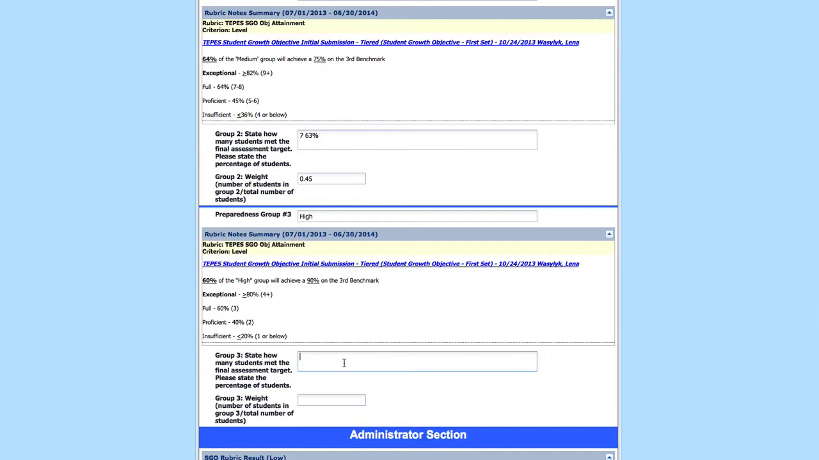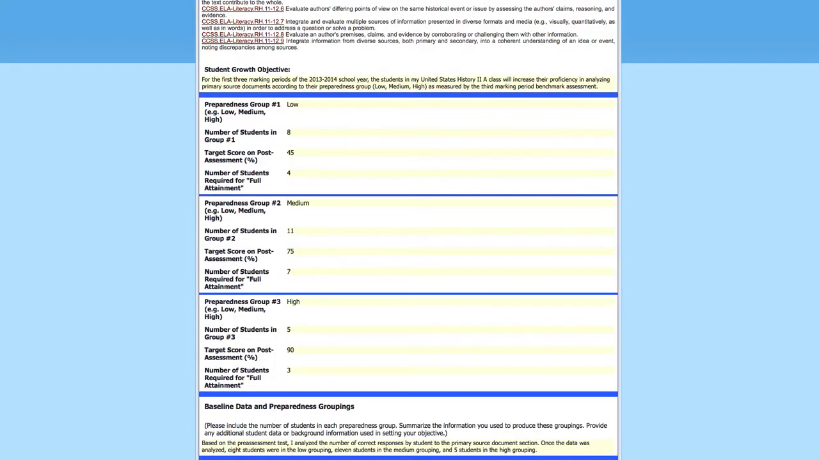Again, we'll repeat these steps. So I'm going to identify how many students met the final assessment target. Let's say we're going for full attainment here, and there's 3 right here. So the percentage of students, I'll type in 3 met it. We need to establish how many are in this group. So in group number 3, there are 5.